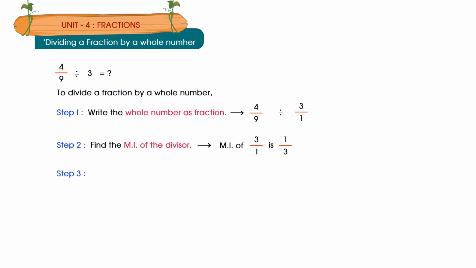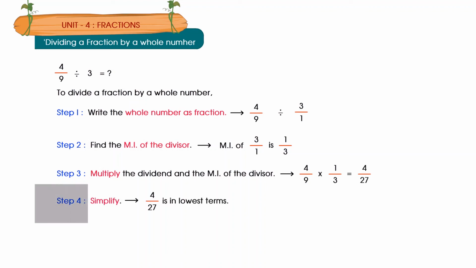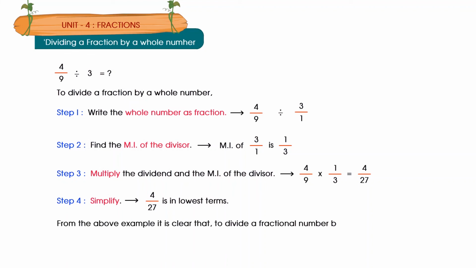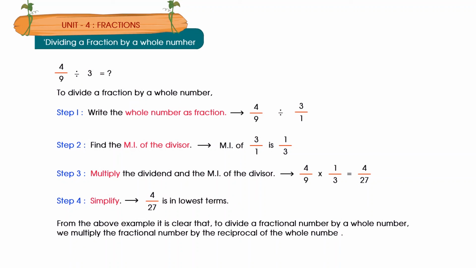Step 3. Multiply the dividend and the MI of the divisor. 4/9 × 1/3 = 4/27. Step 4. Simplify. 4/27 is in lowest terms. From the above example, it is clear that to divide a fractional number by a whole number, we multiply the fractional number by the reciprocal of the whole number.